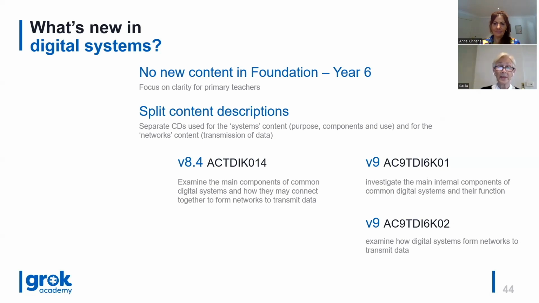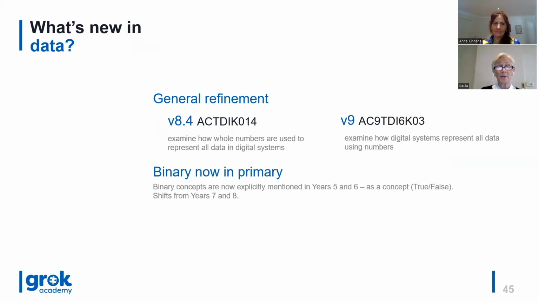If we have a look at another example of what we do with content descriptions, some of them are refined, where it's just a minor tweaking of the words. So just have a look at what's happened with that content description to do with data representation. One new thing that has happened in data is that binary to do with data representation that was in years 7 and 8 has now come down to years 5 and 6. So that's been one shift. It's not new content, it's just got a new address.